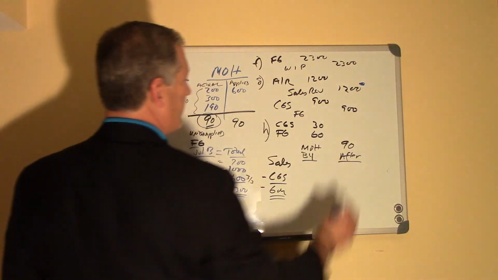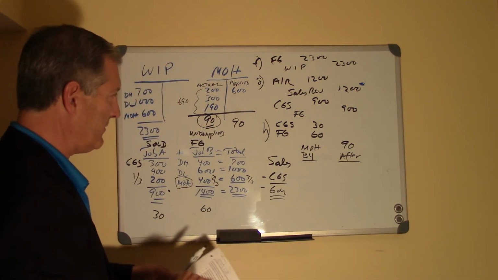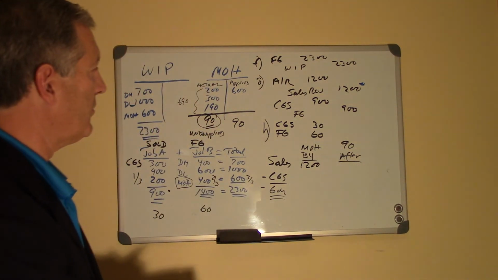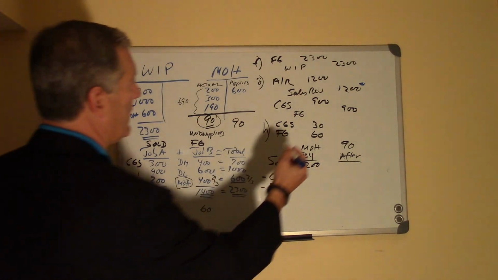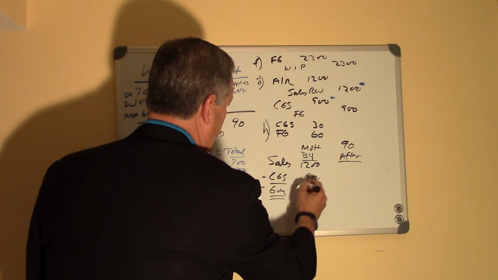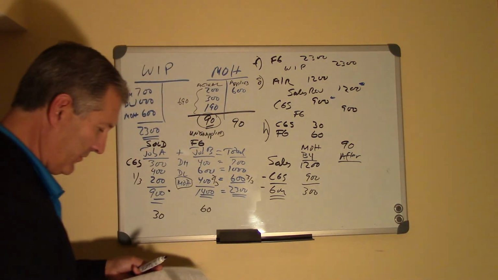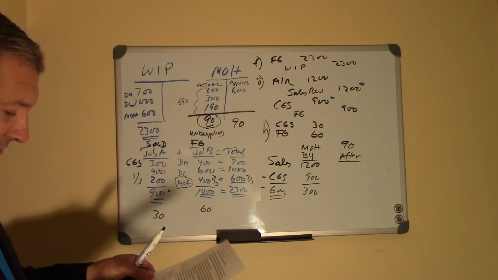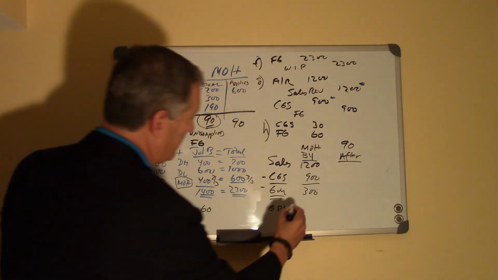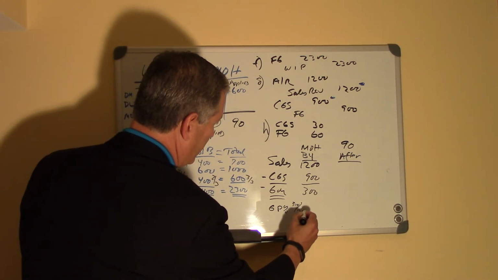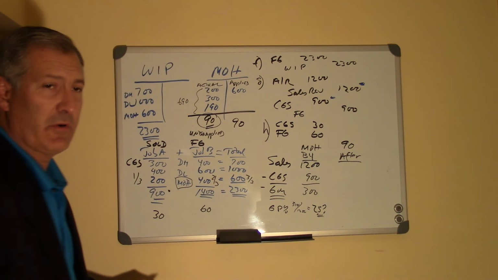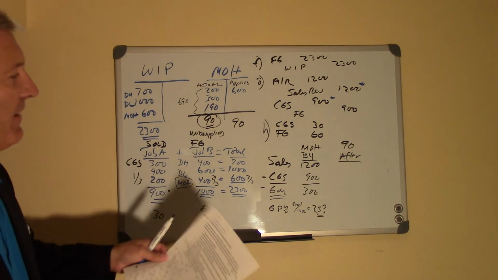Sales revenue. Sales of $1,200. Cost of goods sold before journal entry H is what? $900 right here. Gross margin, $300. What's my gross profit percentage? GP percentage. 300 divided by 1,200 equals 25%, right? That's my gross margin. Let's take a look at after the sale.